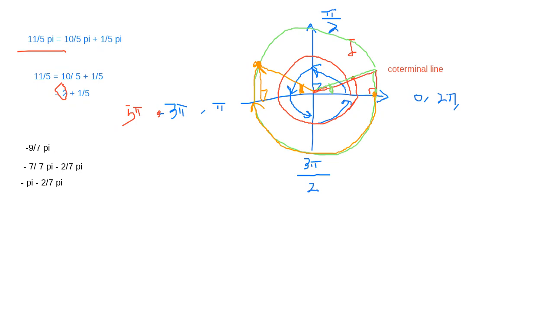So we need to draw a picture. We need to figure out which quadrant that angle is in. So the reference angle for negative 9 over 7 pi is 2 over 7 pi. Okay, anybody has any questions?